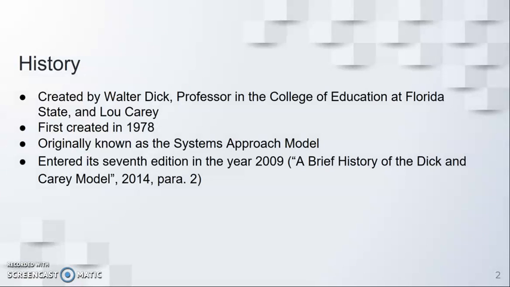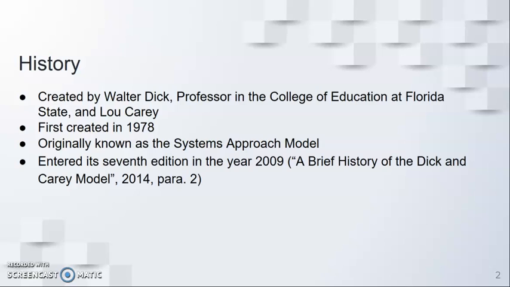The Dick and Carey model for instruction was created and introduced by Lou Carey and Walter Dick in the year of 1978. Walter Dick studied alongside Robert Gagne and was heavily influenced by his work. Lou Carey was a graduate student who studied under Dick. According to A Brief History of the Dick and Carey Model, the Dick and Carey model evolved from a model presented by Dick in 1968 to the faculty of the College of Education at Florida State University.